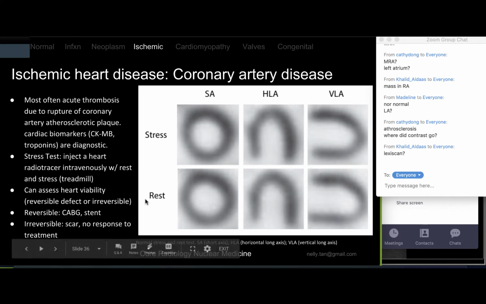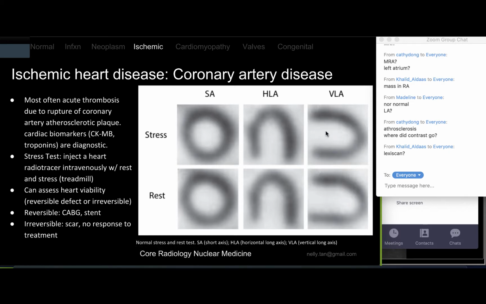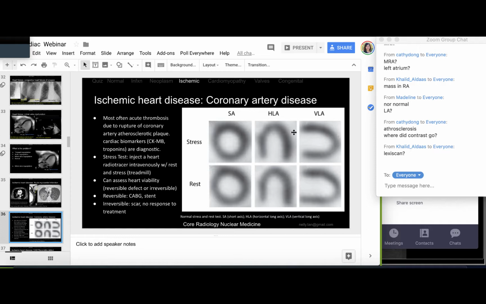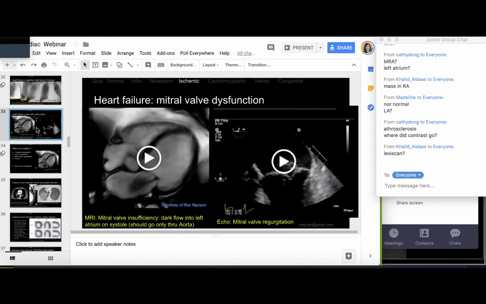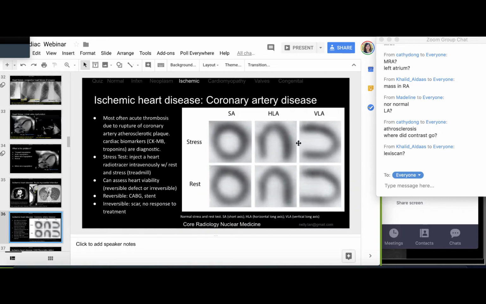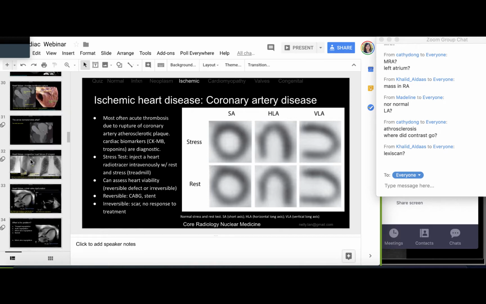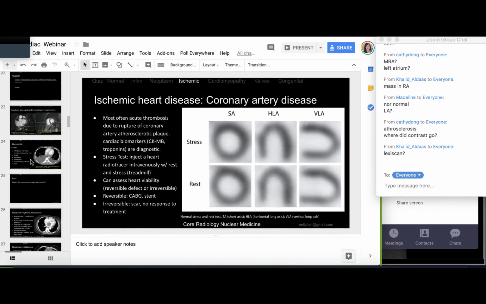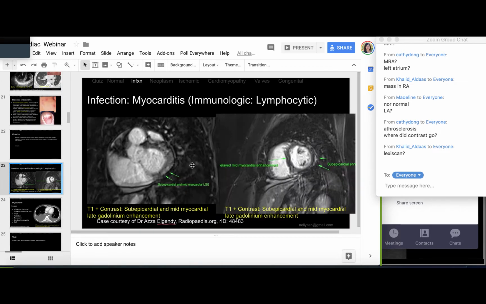So this is the rest images on the bottom, and this is the stress images on the top. And these are different angles of the heart. So this is a longitudinal axis. That is the same as this view right there. Okay, so I'm just going to help you focus on that because that's the easiest. This is, we call it short axis, and that is the same view as that sagittal MRI view right here. That's a short axis, okay?